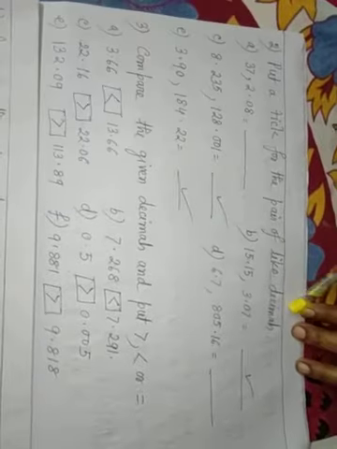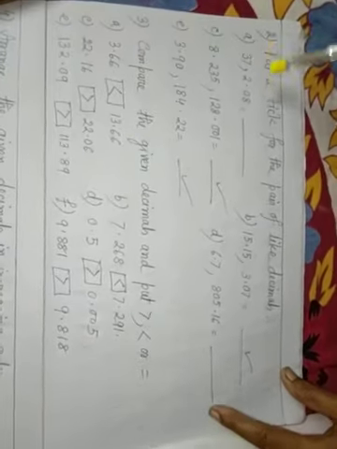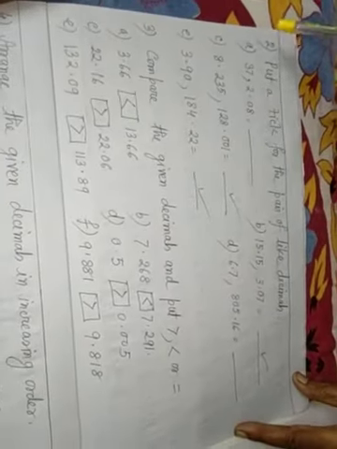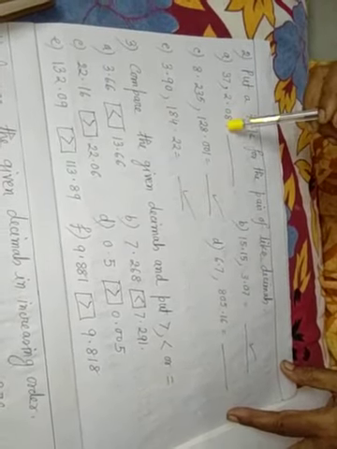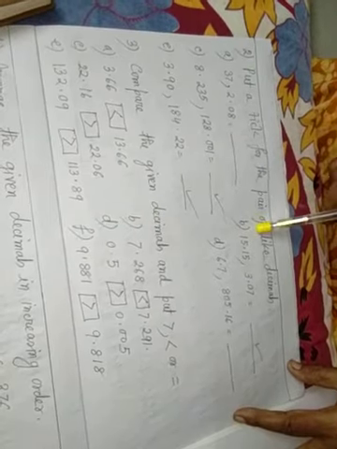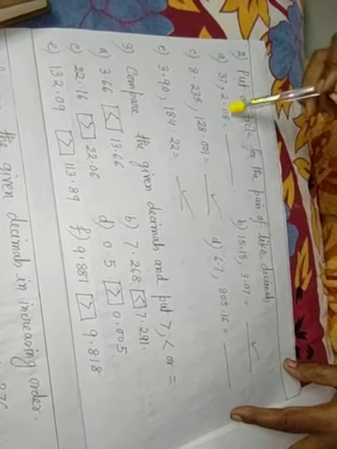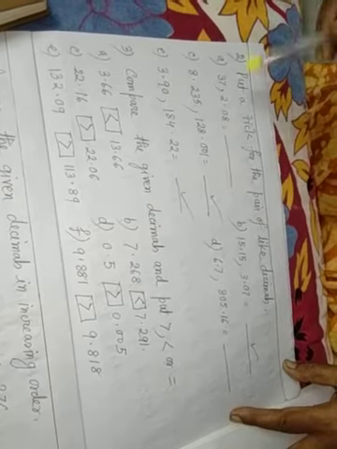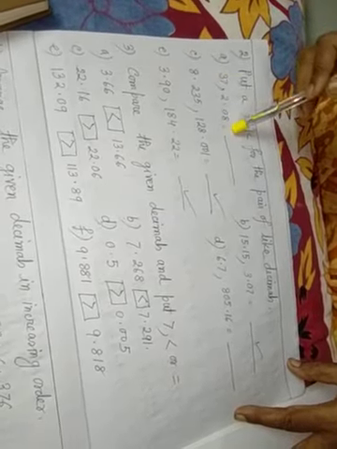Question number 2. Put a tick for the pair of like decimals among these numbers. A. 37 and 2.08. This is not a pair of like decimals. B. 15.15 and 3.07 are like decimals. Why is the first not like decimals? 37 is a whole number and 2.08 is a decimal number. So it is not like decimals.